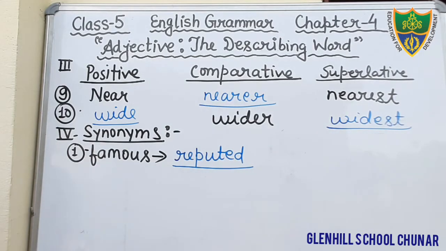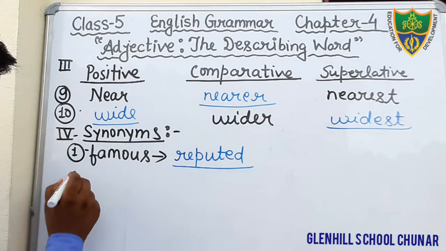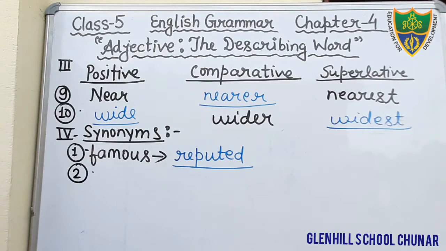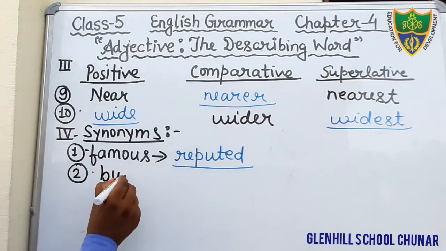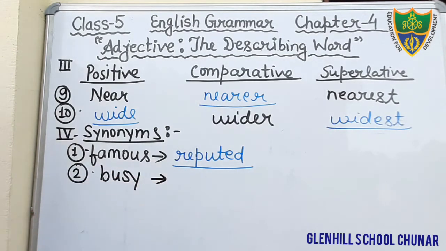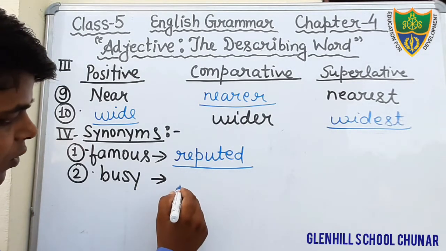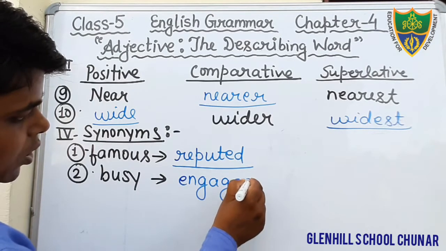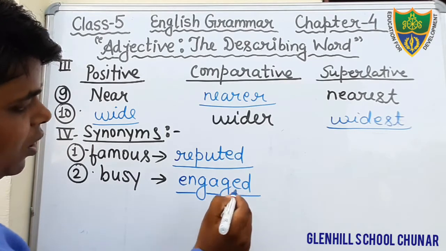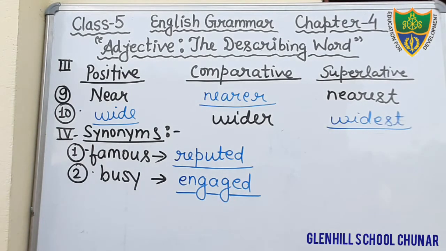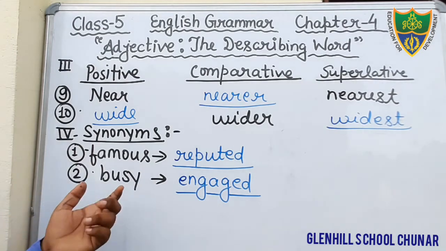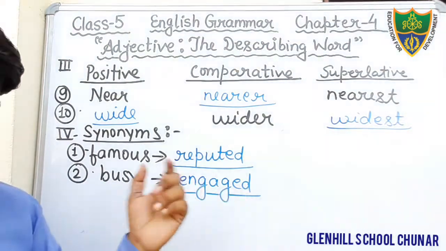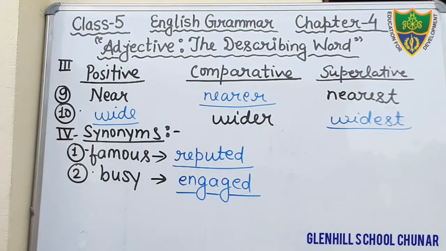Next question. Question number 2. Question number 2 you can see. Question number 2 is given busy. B-U-S-Y. Busy. What would be the synonym for that word? Busy. Engaged. Okay, students. So you will fill in the blank engaged. The synonym of busy is engaged. Next question.